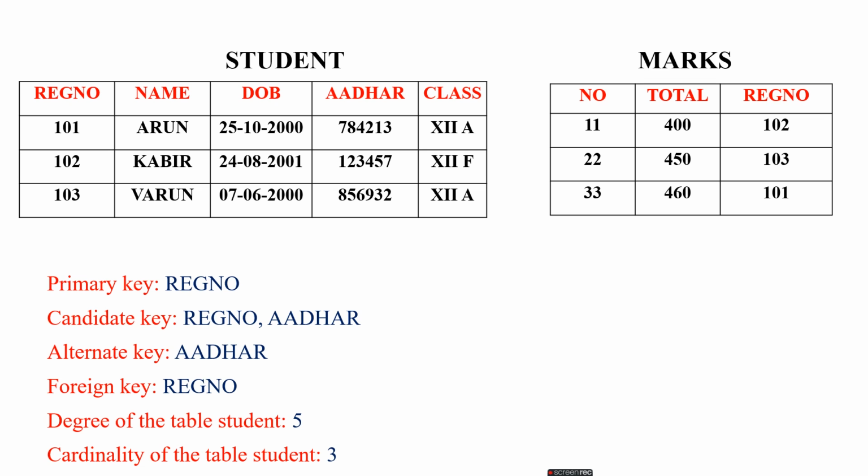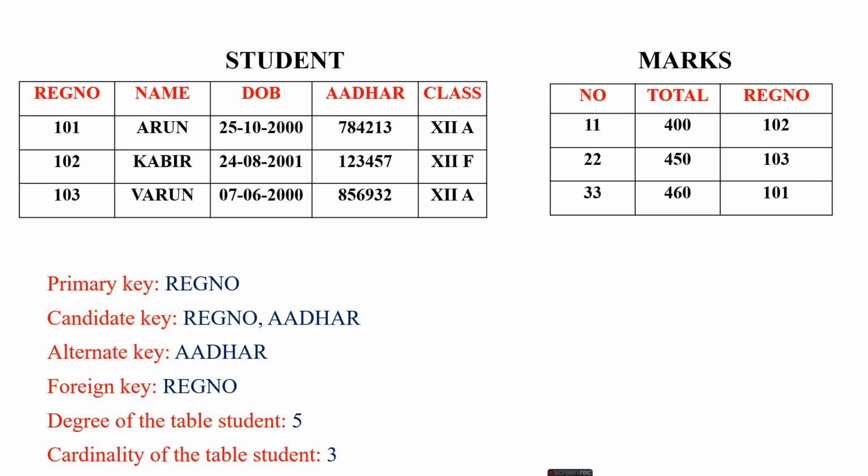Now next is the foreign key. In order to understand foreign key, consider two tables. In the table student, register number, name, date of birth, Aadhaar, and class are the columns, and register number is the primary key. And in the table marks, you can see number, total, and register number. The register number is already present in the table student, and it is the primary key of the table student. So, in the table marks, register number is just a column, but it is the primary key in another table. So, this is known as the foreign key: a normal column in one table, but a primary key in another table. This is the foreign key.